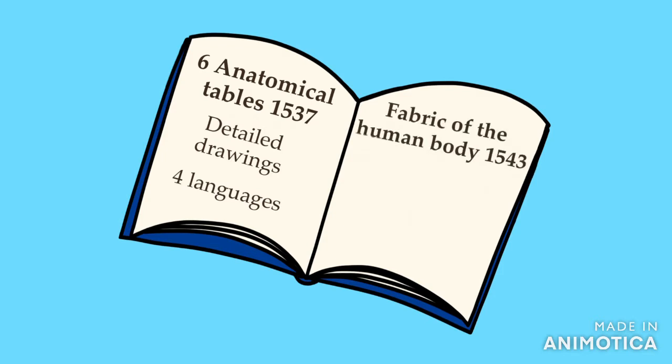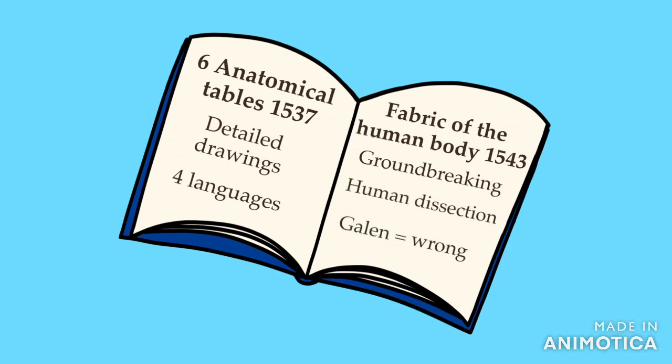Fabric of the human body. This was published in 1543 and it was groundbreaking. It was based on the dissection of humans. It noted that Galen's ideas were mistaken as he had used animals instead of humans for dissection. In total, Vesalius found around 300 mistakes in Galen's work.